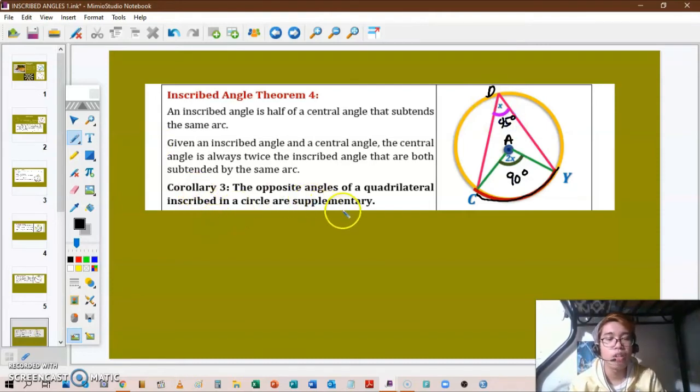And the opposite angles of a quadrilateral inscribed in a circle are supplementary. We're going to look into some examples of that corollary later.